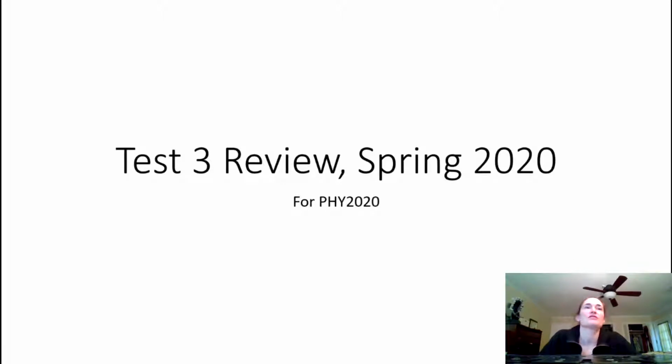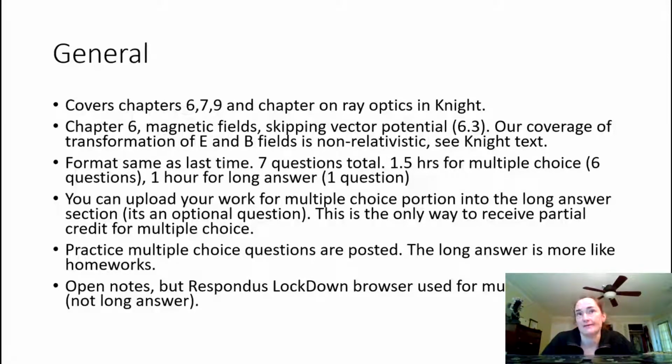In that review, we covered chapters 6, 7, and 9, and a chapter on ray optics in Knight, our supplementary text. And if you don't have the supplementary text with you at home, then I provided links to HyperPhysics on the website for you to look at.